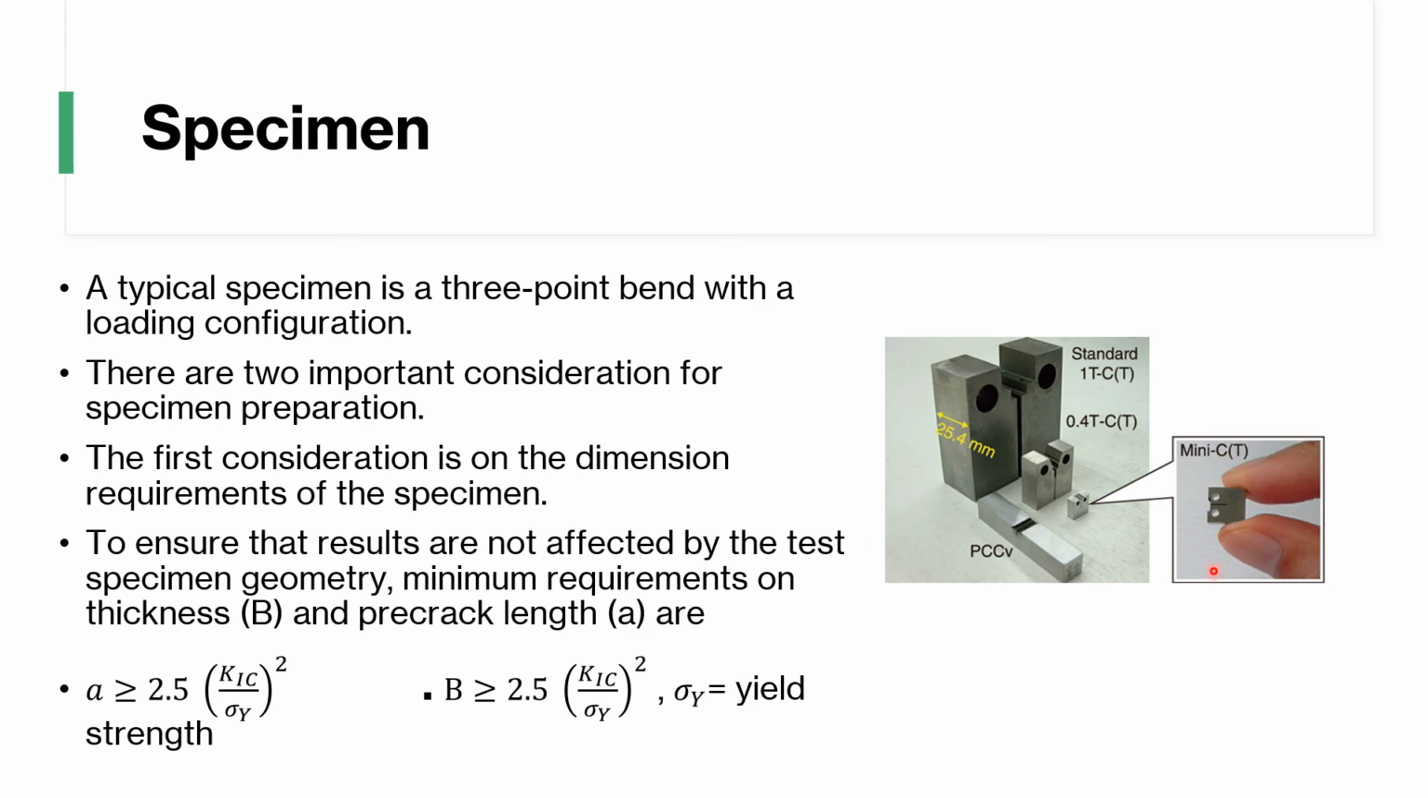So what we always consider is the dimensional requirement. Your a is your pre-crack length, and it has to be greater than or equal to 2.5 times this. Your B is your thickness, and that requirement is also greater than or equal to 2.5 times this. And here the sigma Y means the yield strength. So you always have to pay attention to these two most important things when you prepare your specimen.